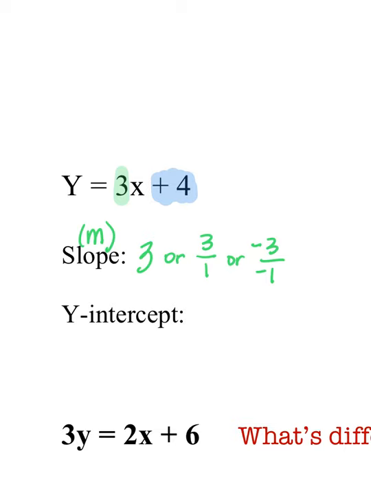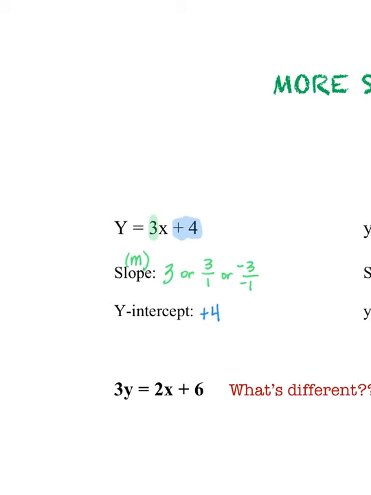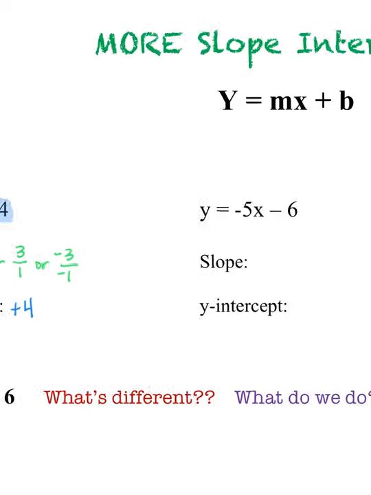And then if we look at our y-intercept, we can see that it is positive 4. Right? And we know when we graph this, we're going to start on the y-axis with 4, and we're going to go up 3 over 1 to the right, or we're going to go down 3 and over 1 to the left.